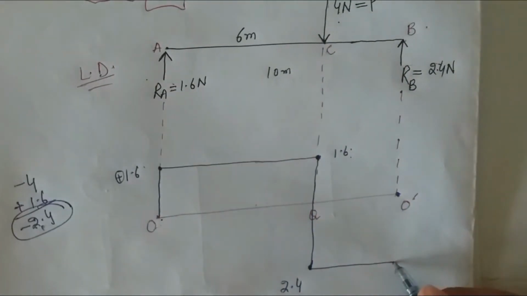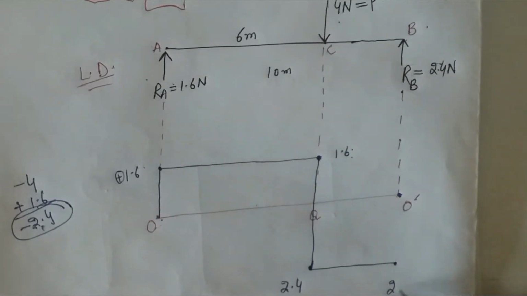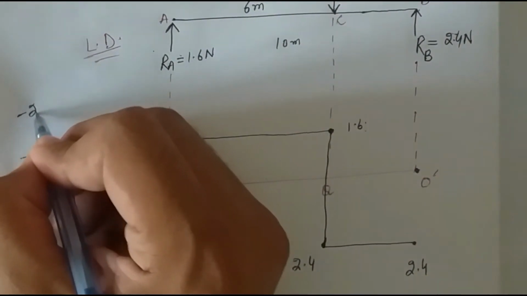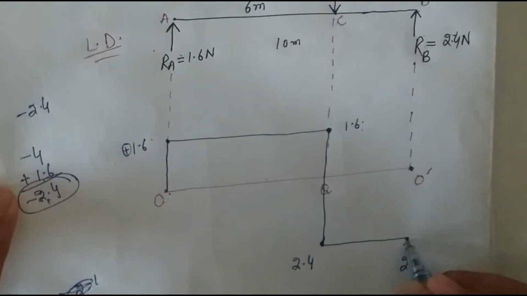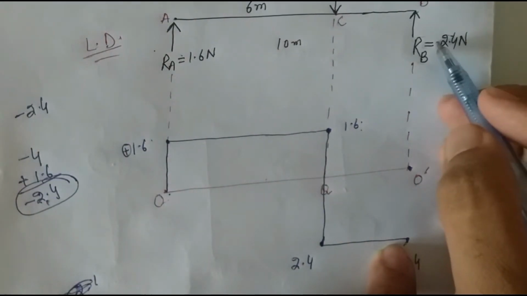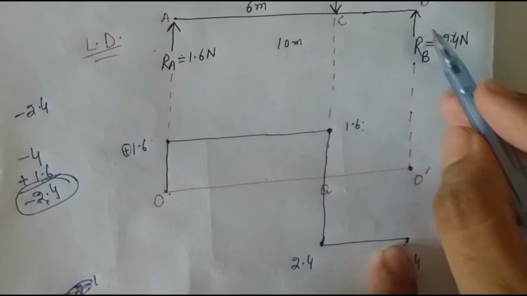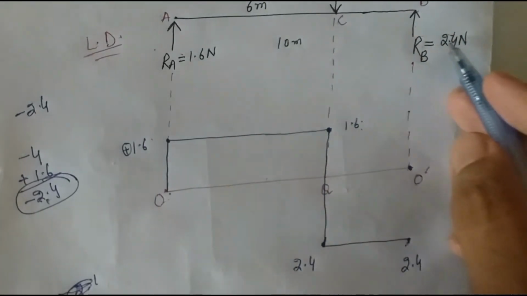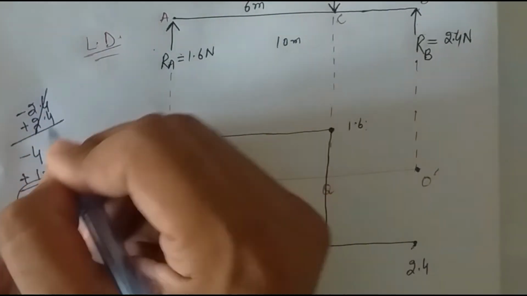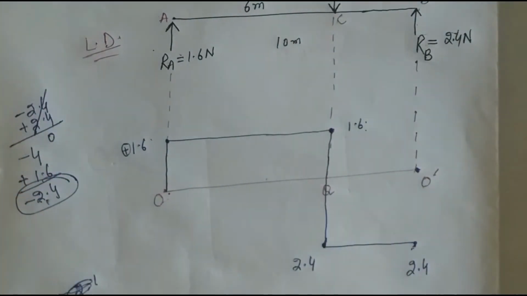So at this point the value is 2.4, but this is a negative value, so I will write minus 2.4 here. And at this point the value of the reaction is 2.4, which is positive, because the reaction is acting upward, so that's why its value is positive 2.4. So both cancel and the result is 0.